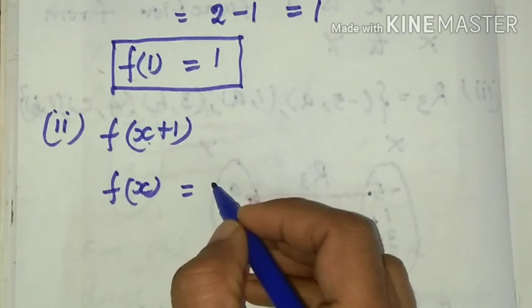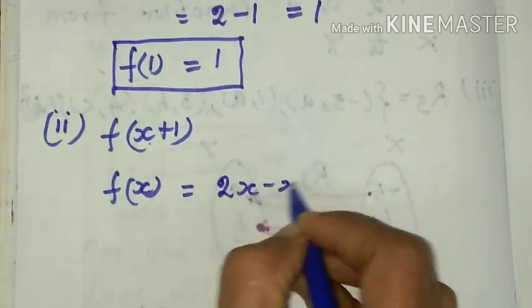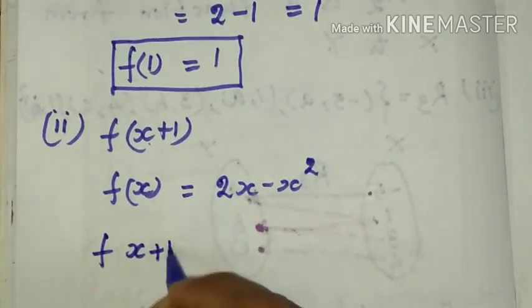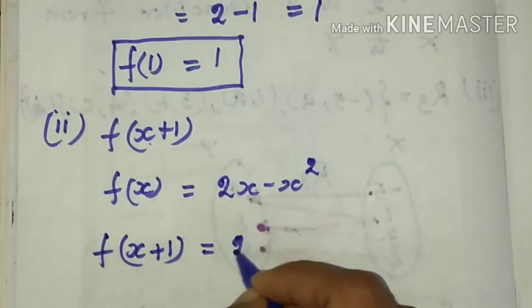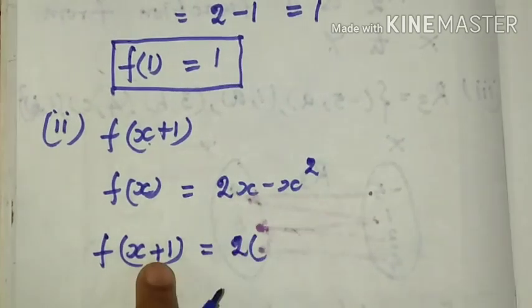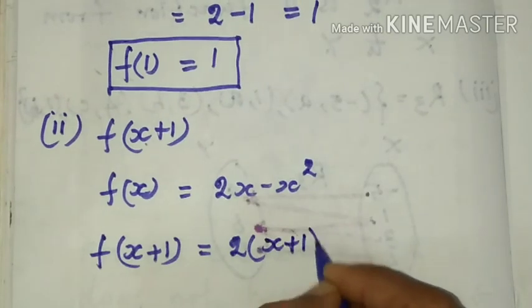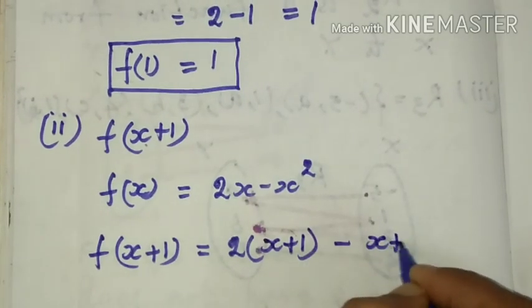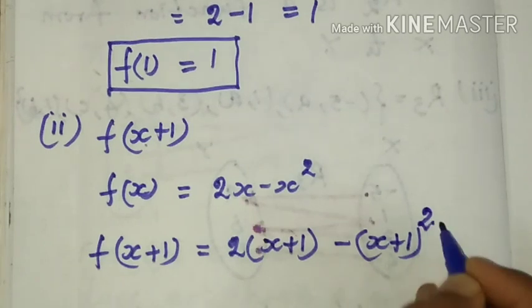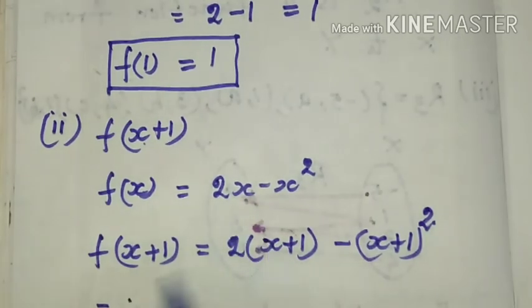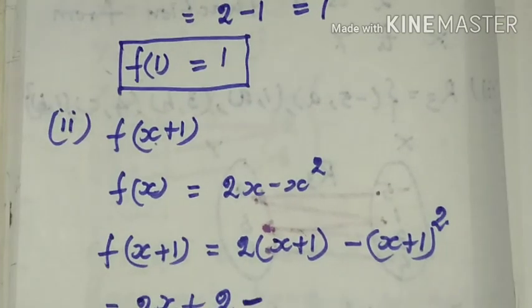Given f of x equal to 2x minus x squared. Replacing x with x plus 1, we get 2 into, instead of x you apply x plus 1, then 2 into x plus 1 minus x plus 1 the whole square. So now you simplify, then 2 into x, 2x plus 2 into 1, 2, then minus.